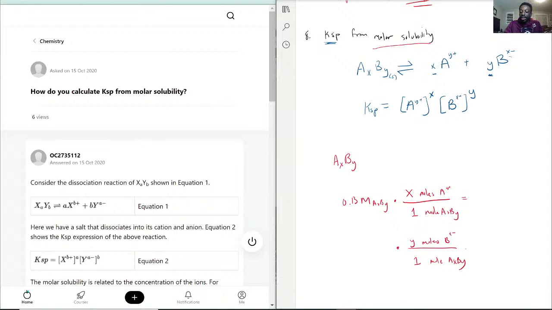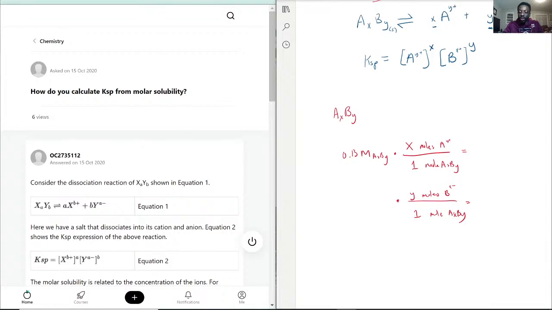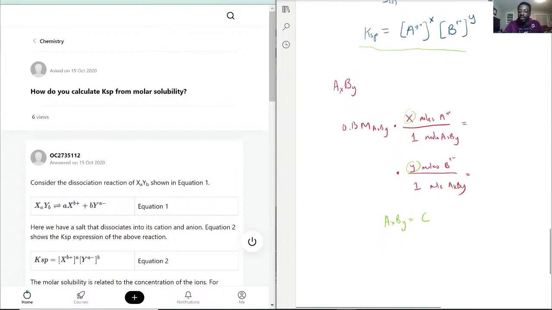Why am I saying all this? It's because AxBy, in a sense, is C, because we just got a value for it. So AxBy is equal to C. We can now use these coefficients to replace that and form a better, direct Ksp.